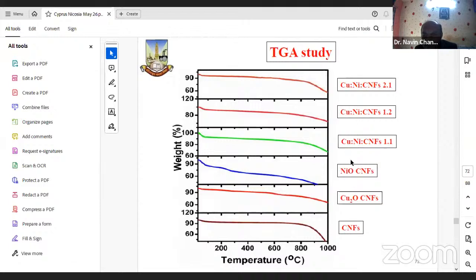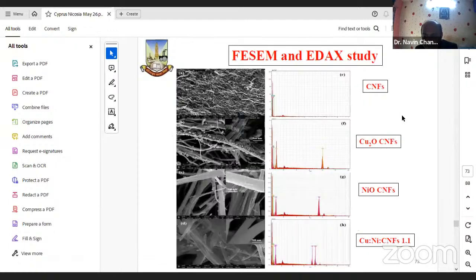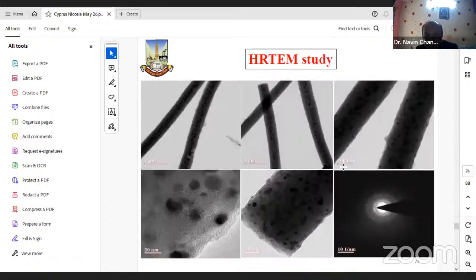This is the thermal stability. Majorly all materials are thermally more stable because of the combination of the copper nickel carbon nanofibers. This is the FESEM and EDAX of carbon nanofibers, copper oxide carbon nanofibers, nickel oxide carbon nanofibers, and copper nickel carbon nanofiber of 1:1. We have selected the 1:1, and this is the EDAX. These are the presence of the elements in the material.